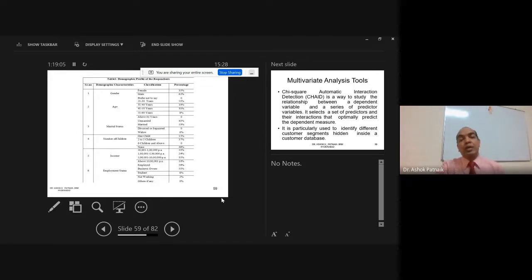Then comes the analysis of the tables. I suggest you don't make single tables. When you are collecting demographic data, try to present it in such a way, like which I am showing you. All the demographic factors or figures, you try to show them in one single table, like gender, age, marital status, number of children, income, or employment status. All this data, you try to present in a single table, which will make it very easy to understand.